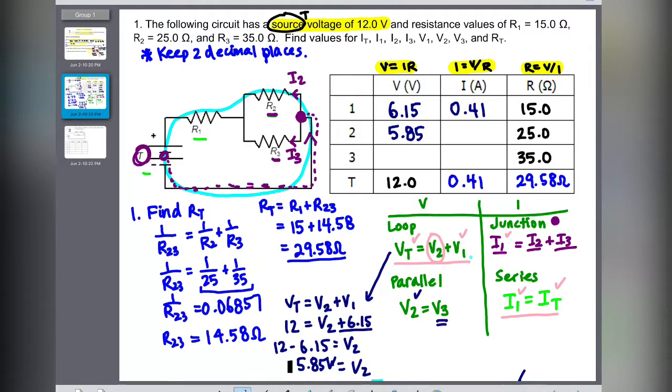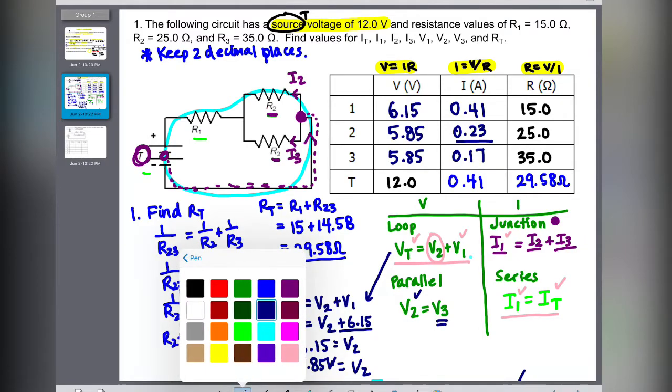I know V2, that means I also know V3, right? Because they're the same. So this is also 5.85. Okay, left with the 2 out of 3 Ohm's law. So to get I, I have to go V divided by R. So 5.85 divided by 25 gives me 0.23. And then finally the third one, I have to use Ohm's law again. I is V divided by R. So 5.85 divided by 35, 0.17. Okay, so I've done everything.